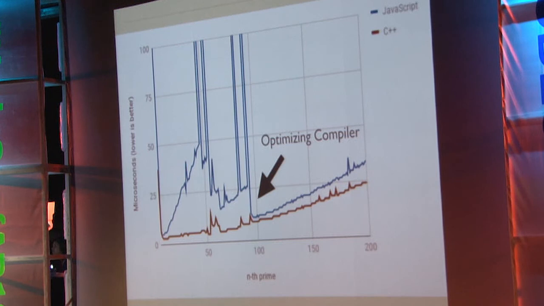And when you zoom in for the very small numbers, it's very interesting. So JavaScript, the blue line, is slower than C++, the red line. But for very small computations, JavaScript is actually a lot slower than C++. Like see for the first 50 primes how much slower the blue line is. And then it starts spiking, and all of a sudden JavaScript is almost as fast as C++.